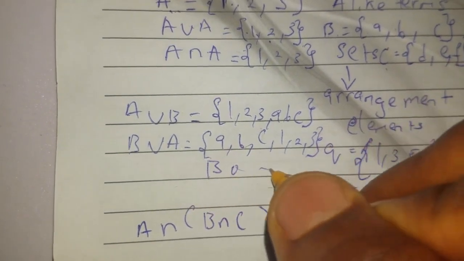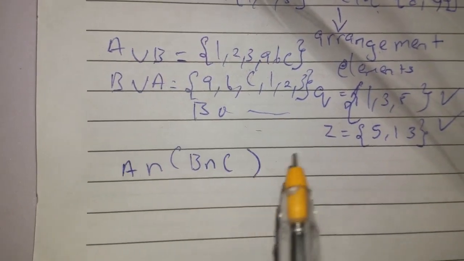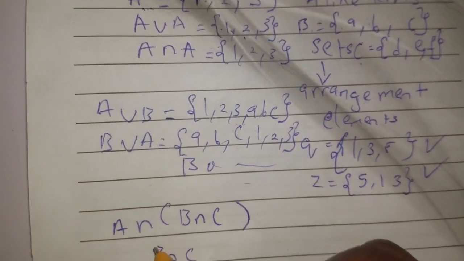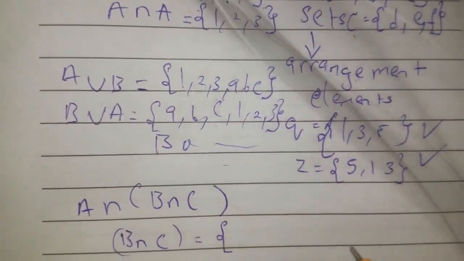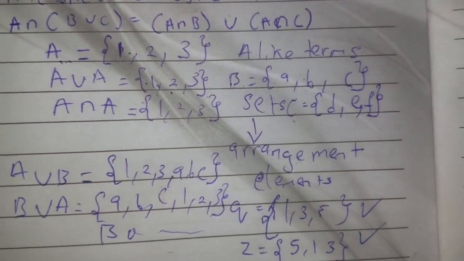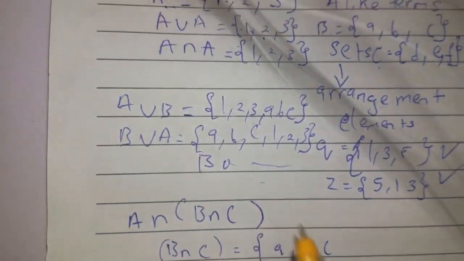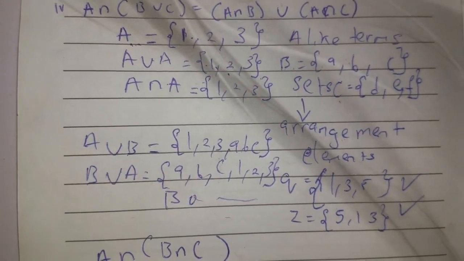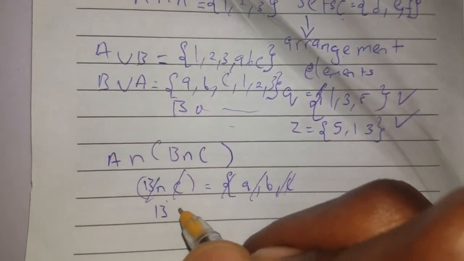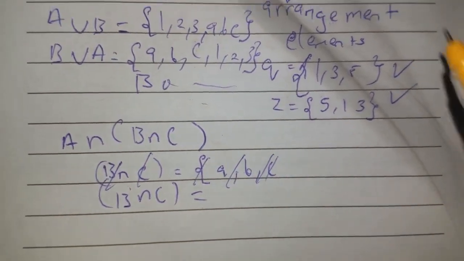BODMAS. Okay? So, now the one in the brackets is B intersection C. So let's have our B intersection C right here. B intersection C will be equal to, let me see, B is a, b, c. Remember, a, b, c. Okay, B intersection C. I'm very sorry. Intersection means alike elements, which means B intersection C is going to be a null set.